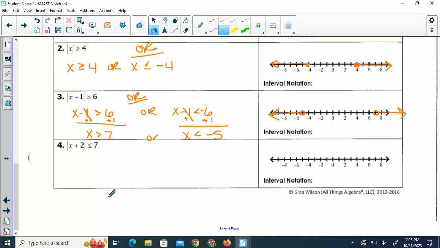So number 4, this one is a less than, so this is an and. How do we set up the ands? What do we do for those ands? Yeah, we make one big inequality. We put a negative 7 less than or equal to x plus 2 less than or equal to positive 7.